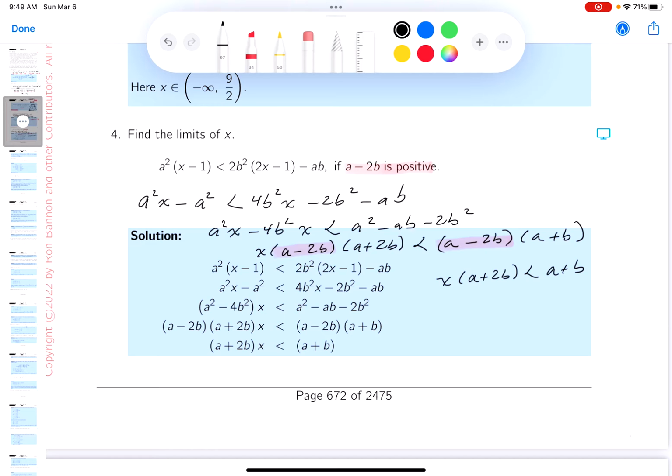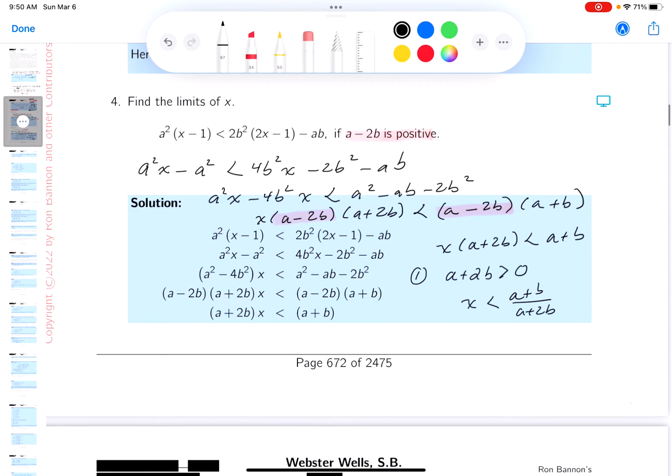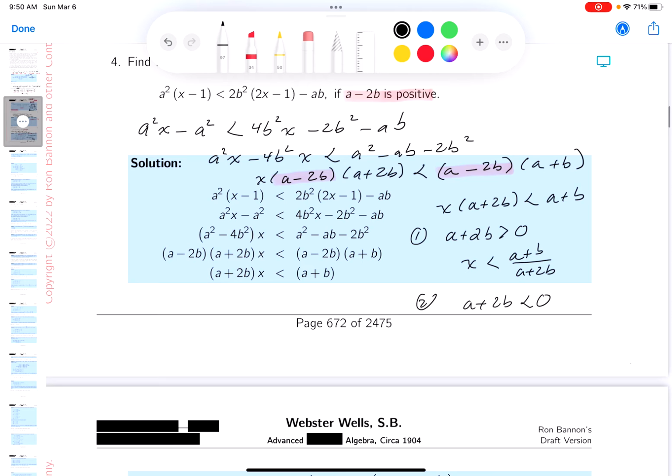Well, you've got cases to consider. The first case, I'd say, is case number 1. a plus 2b is greater than 0. What do you get there? x less than (a plus b) over (a plus 2b). Now let's do case number 2. What if a plus 2b were less than 0? What are you going to get there? You would get x greater than a plus b over a plus 2b.